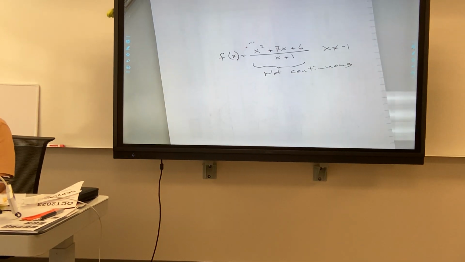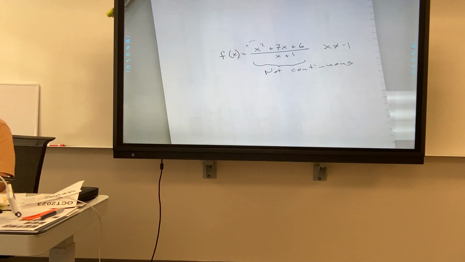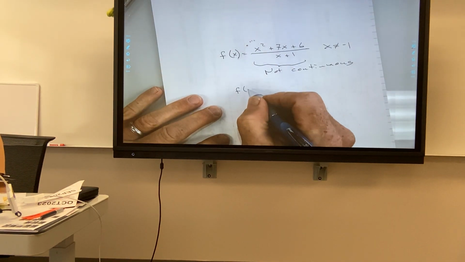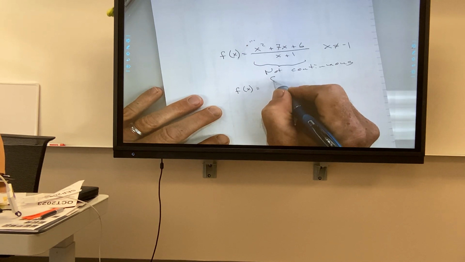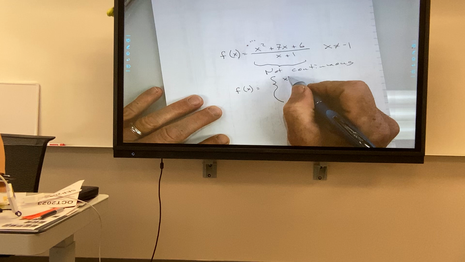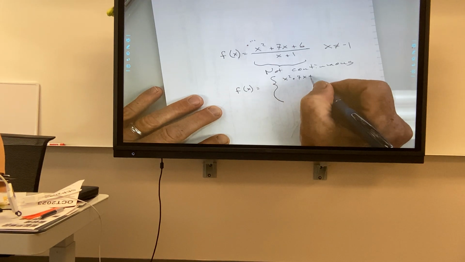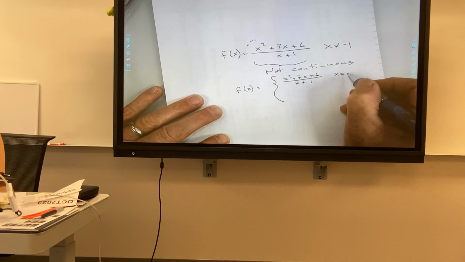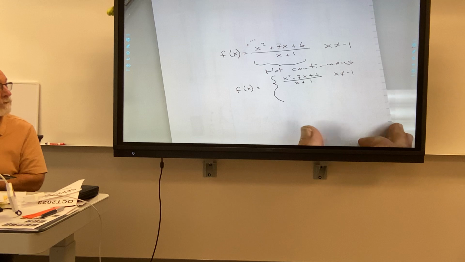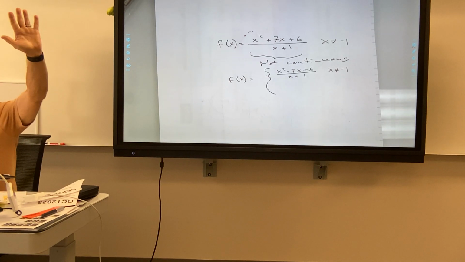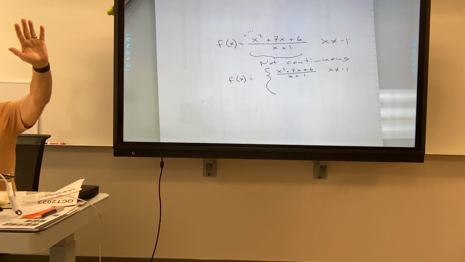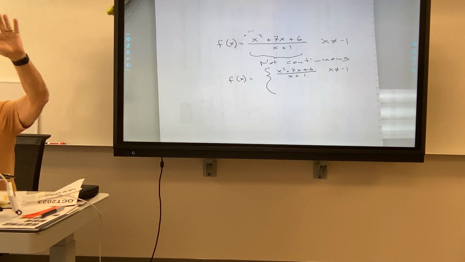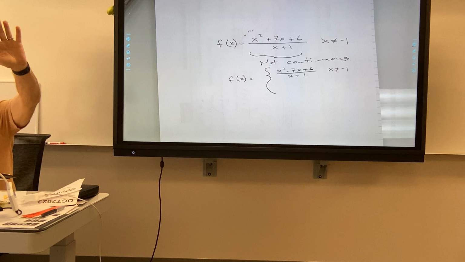Did everybody agree on that? Okay? So I want to make that continuous. So how do I make that continuous? I'm going to make it into a piecewise graph. And I'm going to write this as the top part. I'm going to pause there. Does everybody understand what I did? Does everybody understand why it's not continuous at a -1?